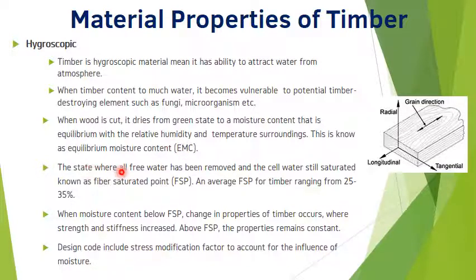The state where all free water has been removed and the cell wall is still saturated, we call the fiber saturated point, FSP. An average FSP for timber ranges from 25 to 35%. When the moisture content is below FSP, a change in the properties of timber occurs, where strength and stiffness increase. Above FSP, the properties remain the same. Design codes include a stress modification factor to account for the influence of moisture.